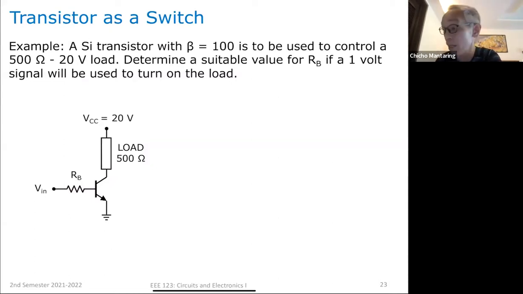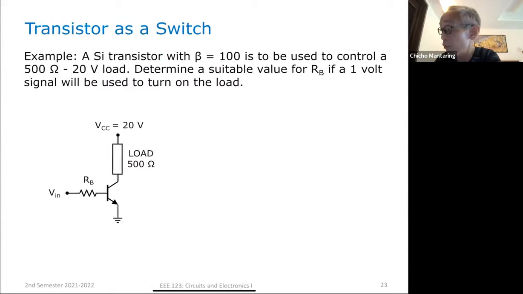So in this particular example, a silicon transistor with beta equal to 100 is to be used to control a 500 ohm 20 volt load. So determine a suitable value for RB if a 1 volt signal, so itong VIN natin, is what we will use to turn on the load. Okay, so to turn off, we can just say absence of a signal, or 0 volts. To turn on, 1 volt. Okay, so how do we compute for R sub B? The first thing we want to do is compute for our IC SAT.